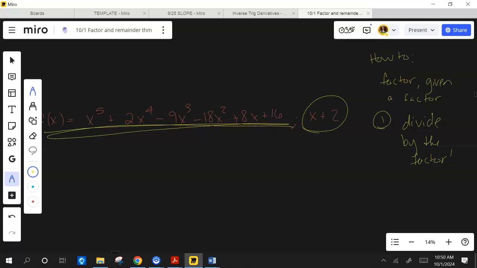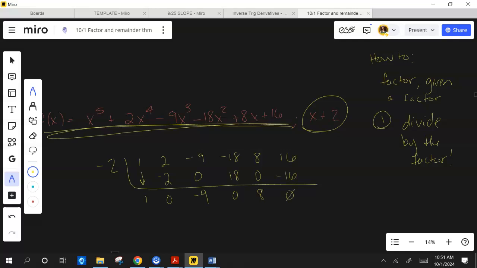Well, what goes outside? -2. Don't forget placeholders, right? All right, 5, 4, 3, 2, 1, and a constant, so I don't need any placeholders. And I'm going to go ahead and fill in 1, 2, -9, -18, 8, and 16. And let's just divide this very quickly. We'll drop it. Multiply, add. Here we're back in our 80s workout. Multiply and add. And multiply and add. And multiply and add. And multiply and add.